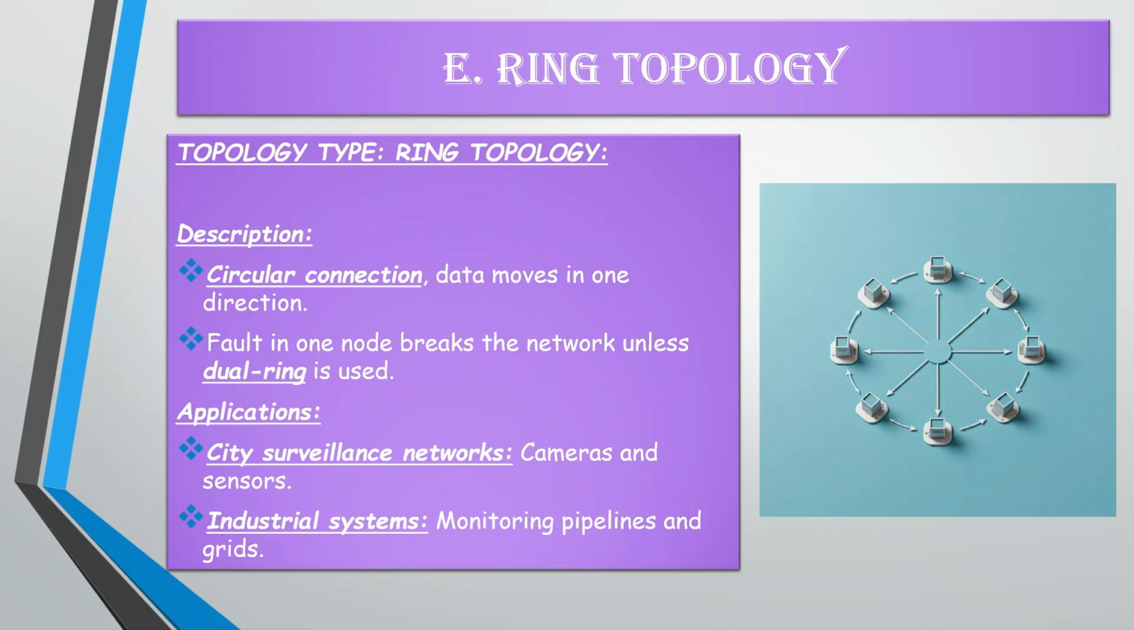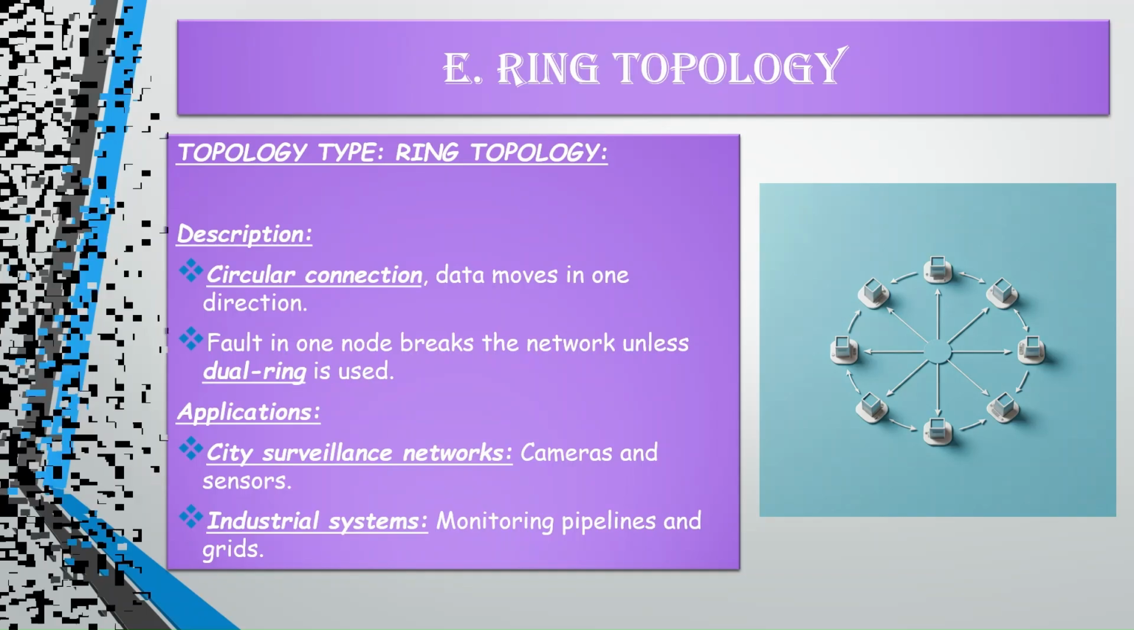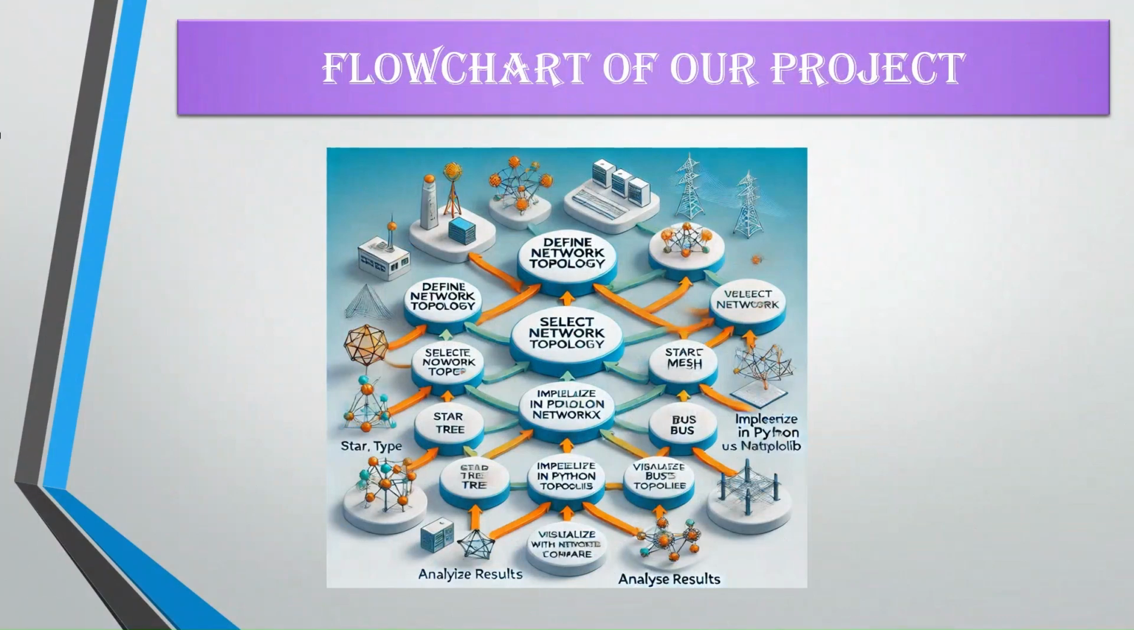Now that we've explored different network topologies, let's outline the steps involved in our project. First, we'll define the network topology. This involves understanding the characteristics and requirements of our IoT application to select the most suitable topology. Next, we'll select the specific network topology. Based on our analysis, we'll choose one of the topologies we've discussed, such as star, mesh, tree, bus, or ring.